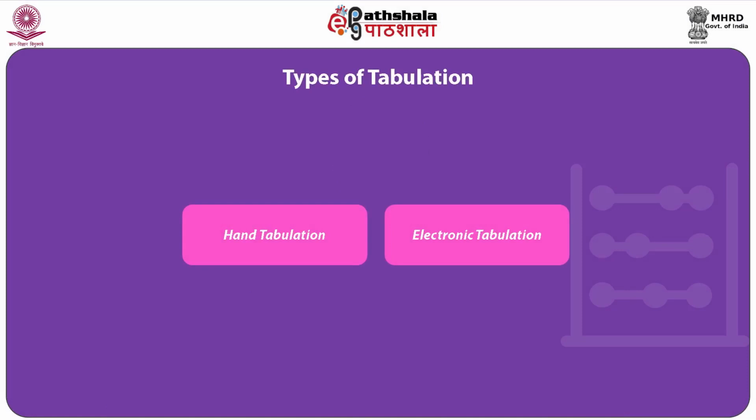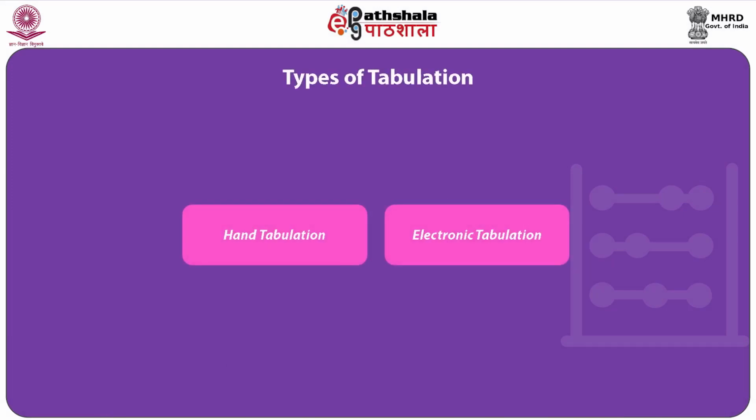Now, we will move upon to the types of tabulation. Tabulation may be done by hand or by making use of electronic devices, that is computers. The choice mostly depends upon the size of the data, type of study and resources available, that is money and computers, etc. A brief description of these two types of tabulation is provided in the following lines.